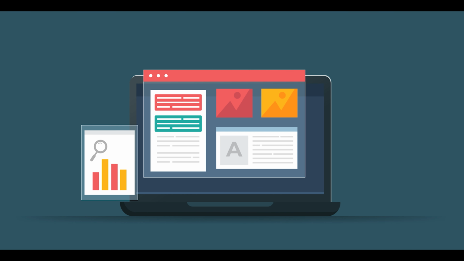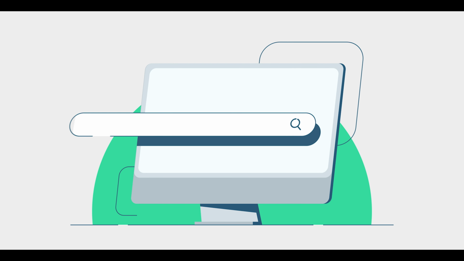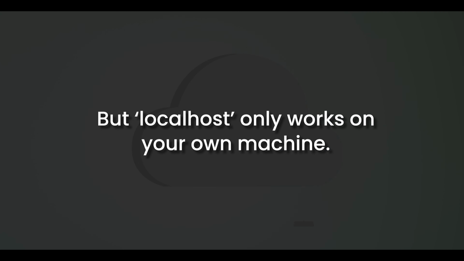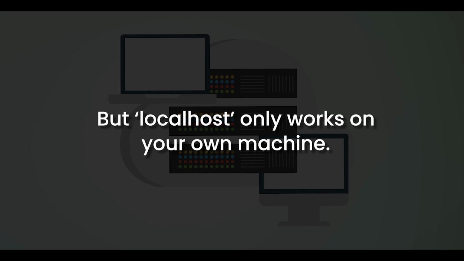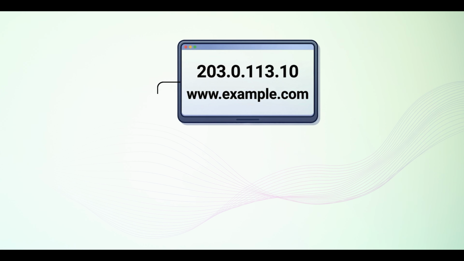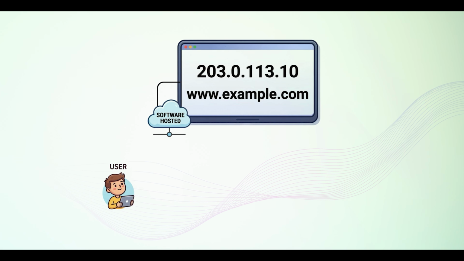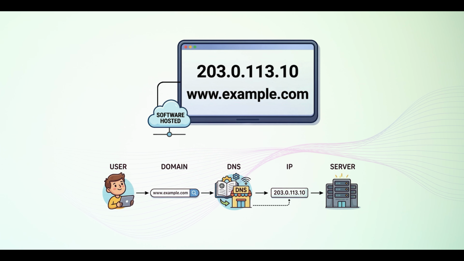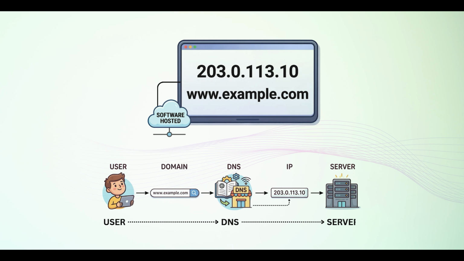Local versus hosted. If your website runs on your laptop, it might be available at something like http://localhost:3000. But localhost only works on your own machine. When hosted, your software is reachable through an IP address and usually a domain name. Your domain name is translated into an IP address using DNS, so your browser knows which server to contact.